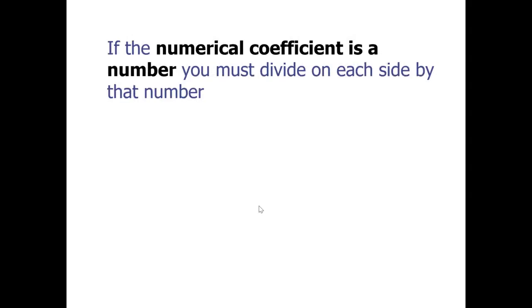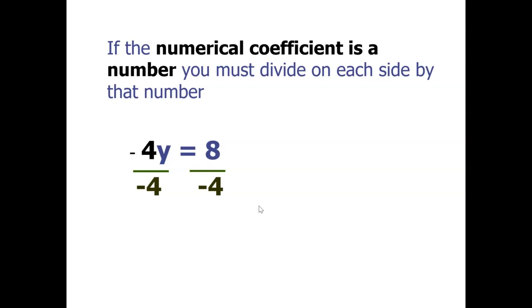If the numerical coefficient is a number, then we must divide each side by that number. Let's look at an example. Negative 4y equals 8. In this case, the letter y is attached to the negative 4, which is my numerical coefficient. I must divide both sides by negative 4 in order to make y isolated, alone. Let's go ahead and divide.